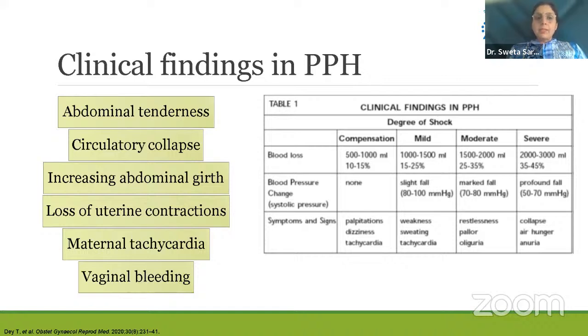When the blood loss increases to about 1.5 liters to 2 liters, there's a marked fall in systolic blood pressure. The patient has visible pallor, the urine output starts decreasing, and there is restlessness. In severe PPH, when there is 2 to 3 liters of blood loss, there is a profound fall in blood pressure, circulatory collapse, air hunger, and anuria. Next slide.